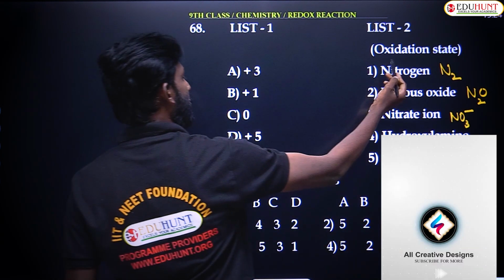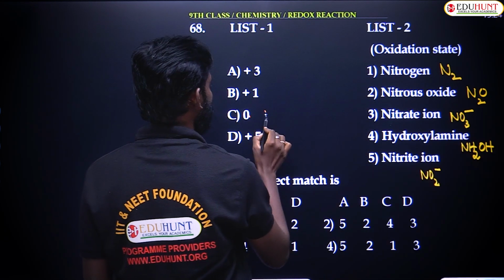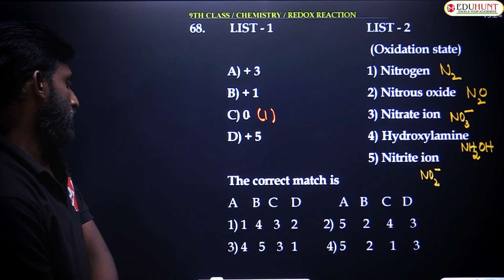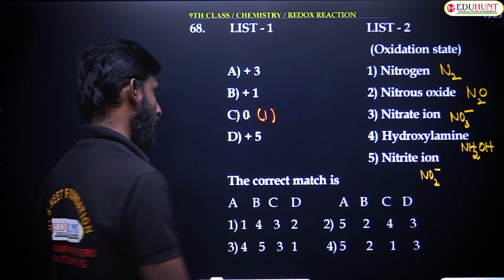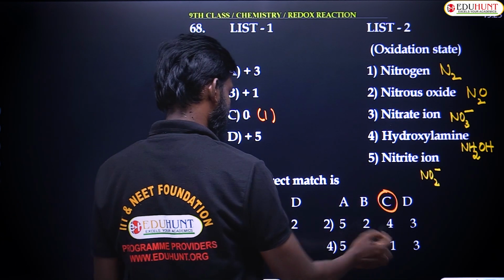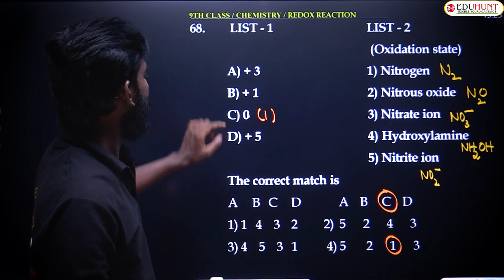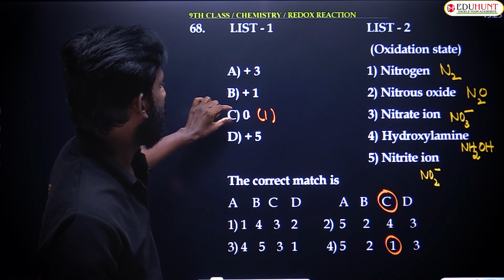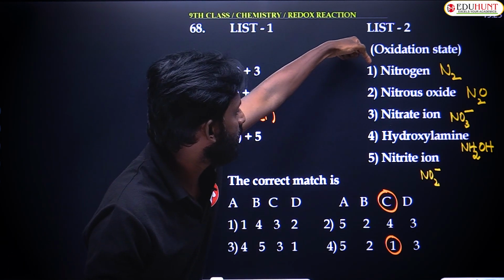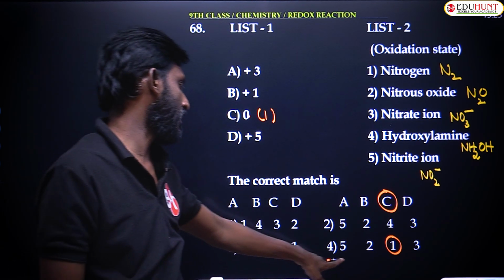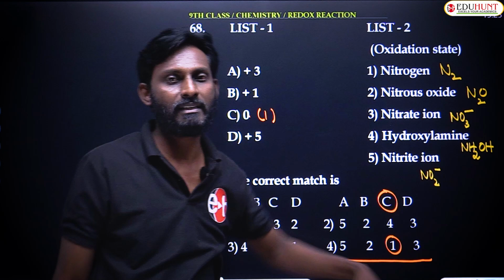Now nitrogen in elemental form, for C it is the first option. For C, what is matching? The first one in list 2 is matching. So you are left with only the fourth option. Okay, you got the answer anyway.